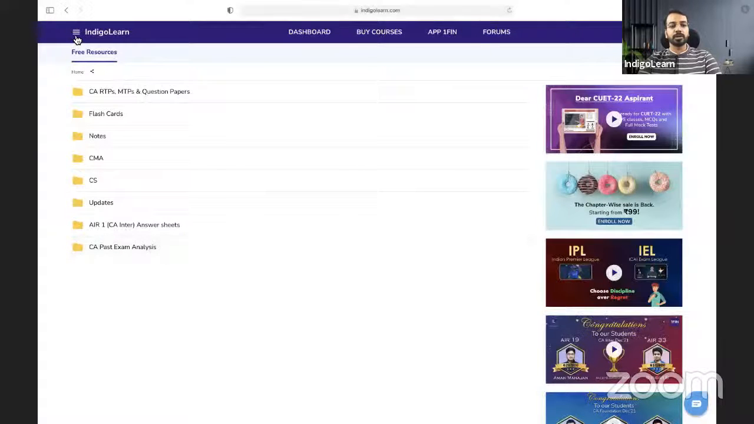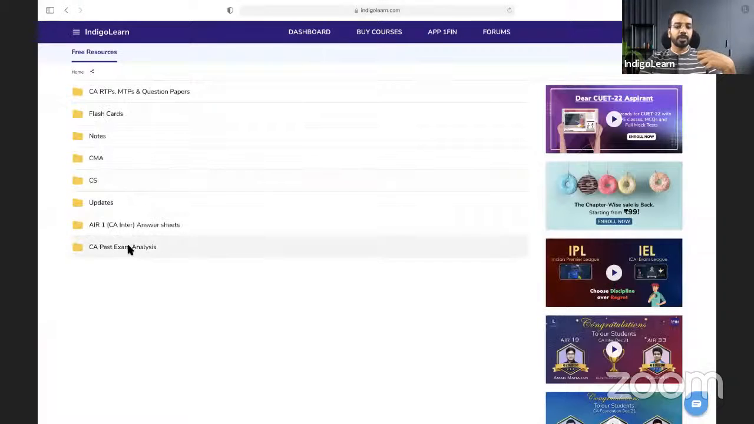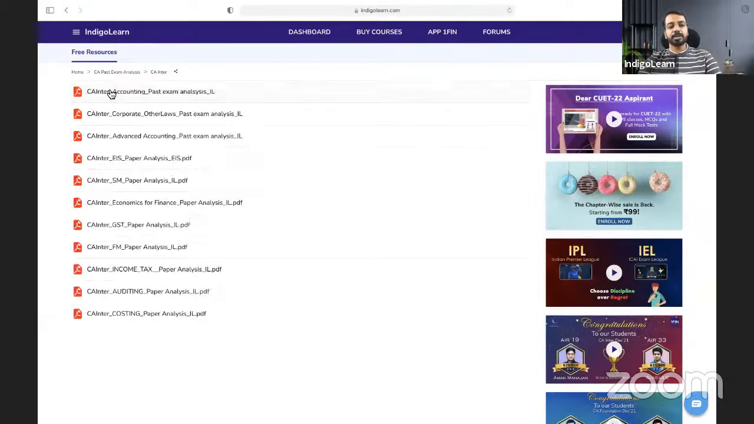So once you log in, you will have this thing called free resources. You can click on this hamburger or burger, what you call, and click on free resources. You get past exam analysis. And in the past exam analysis, for example, CA Inter, you have all the chapters listed.